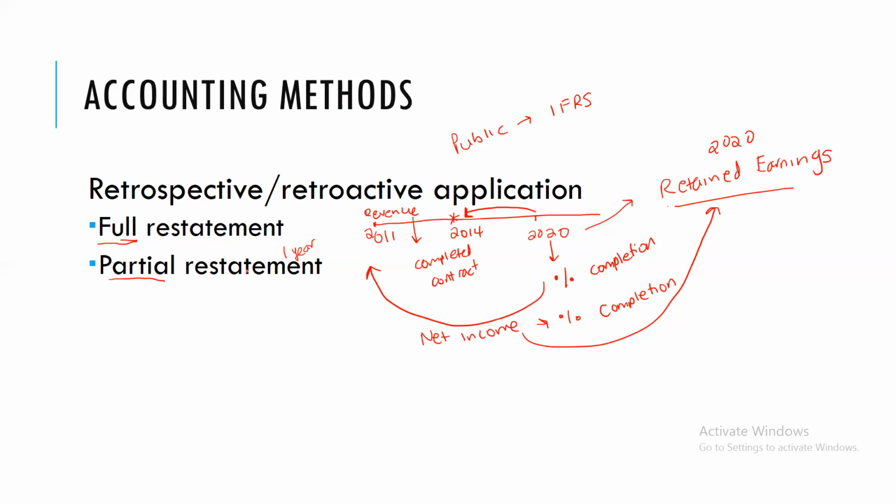So if it's impractical, if it's going to cost you a lot of money, if it's impossible to go back all the way, then go back as much as you can, at least 1 year.